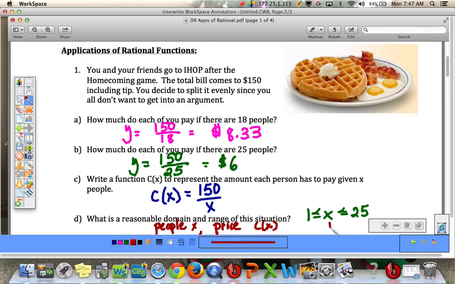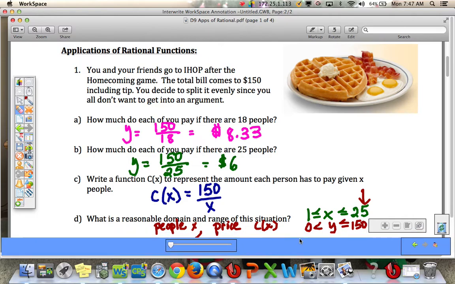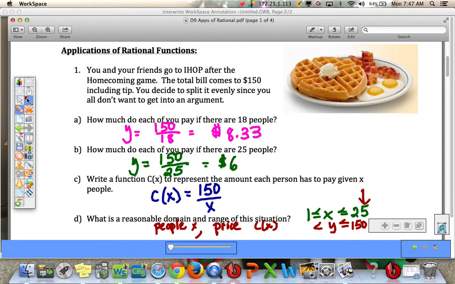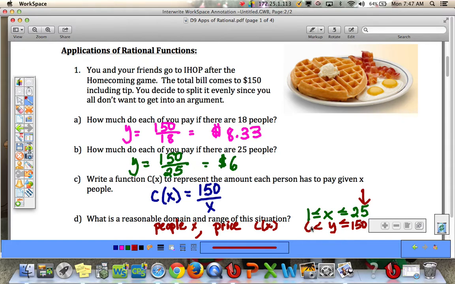And the price, c of x or y, is either going to be 150 at most if there's just one of you, all the way down to something that approaches 0. It would probably be greater than 0, so I probably would change this. Depending on how many people there were, you could pay not that much if there are a lot of people. Although if there were 25 of you for our max right here, then the minimum price that you would pay would be $6. So if I define my domain as 25 people, then the least amount that you would pay would be 6.